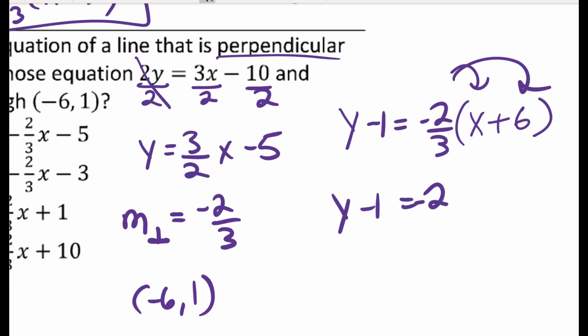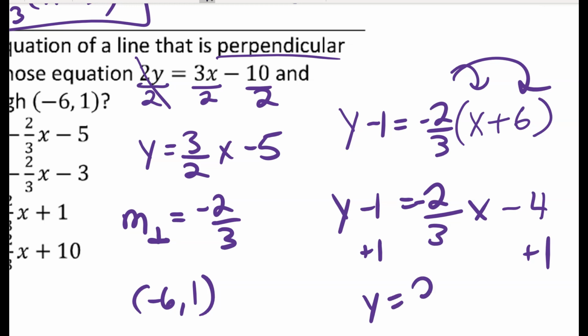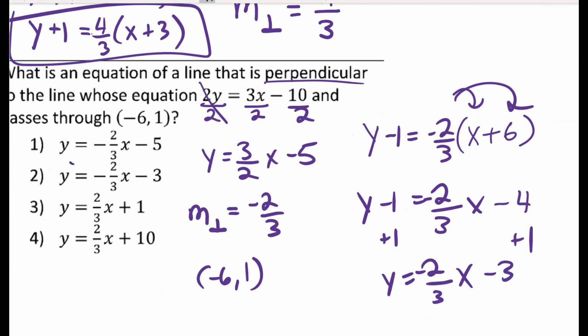Negative 2/3 times x is just negative 2/3 x. And if you're not sure what negative 2/3 times 6 is, you could always just plug that straight into your calculator. It's negative 4. So if I add 1 to both sides to isolate y, I'm just left with y equals negative 2/3 x minus 3. So I get answer choice 2.